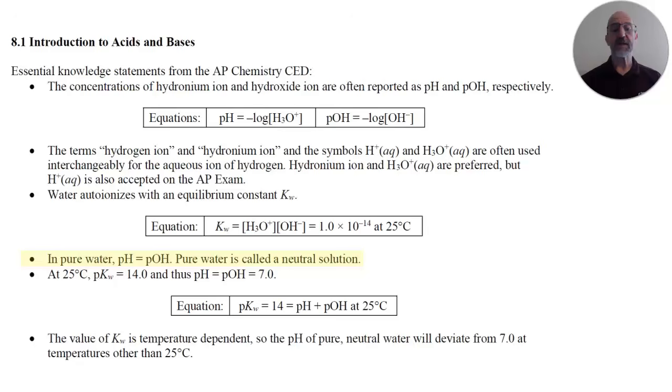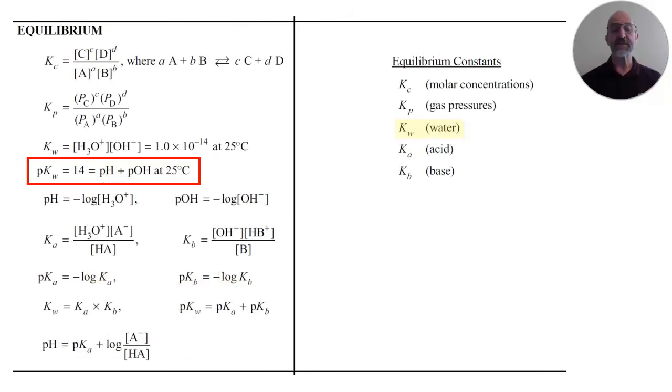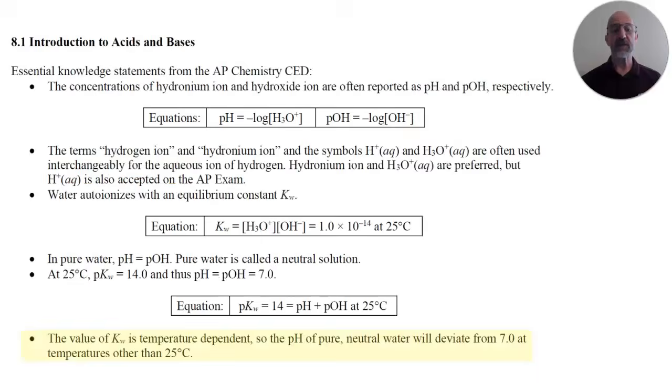Pure water is called a neutral solution, and at 25 degrees Celsius, the negative log of the Kw, which is known as the pKw, is equal to 14, and thus pH equals pOH, which equals 7. Again, that's at 25 degrees Celsius. So that equation is also listed on the AP Chemistry equations and constant sheet in the section entitled Equilibrium. And the value of Kw is temperature dependent. So the pH of pure neutral water will deviate from 7.0 at temperatures other than 25 degrees Celsius.